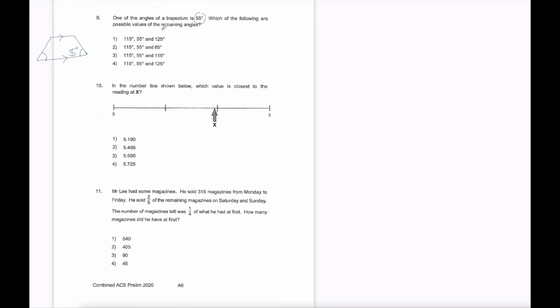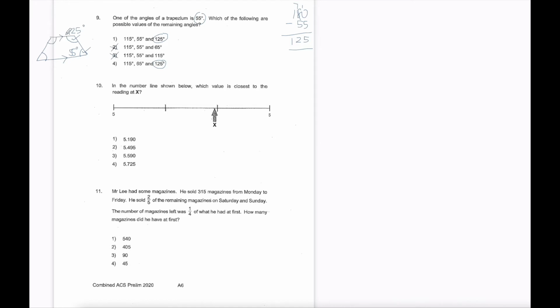So which of the following are possible values? What will be this angle if this is 55? One thing to note is that the angles in between parallel lines, basically this one plus this one, will add up to 180. So in order to find out what's the angle on top, I just need to take 180 minus 55. And then my answer will be 125. Okay, so this one and this one. So option 2 and 3 are out. So now, which are the other 2 angles?